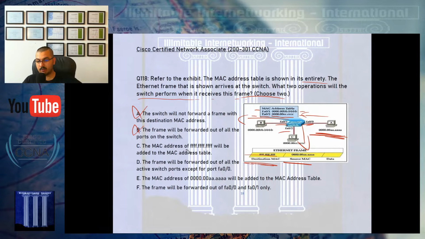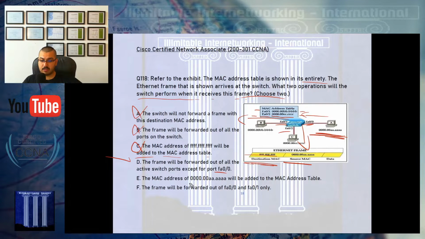The MAC address of F's will be added to the MAC address table. The destination will not be added to a MAC address table, source only. The frame will be forwarded out of all the active ports except for FA0/0. This is what I was talking about regarding the behavior of the flooding.